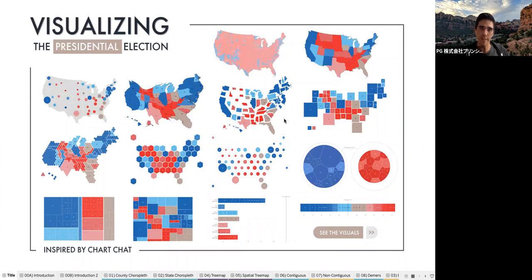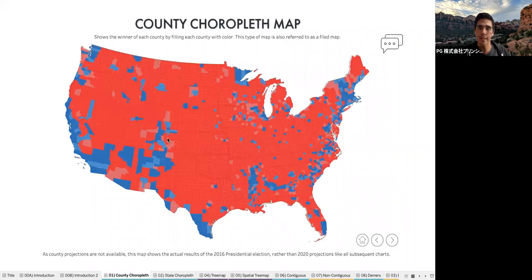Start with this one. This one here is showing each individual county, right? Because the voting actually happens by county. Every county has an election place where people will go and cast a vote. And then by county, it's counted up, and then that goes to the state total.